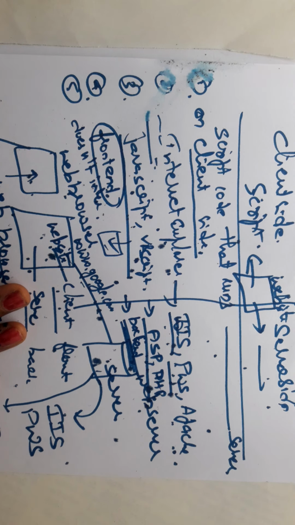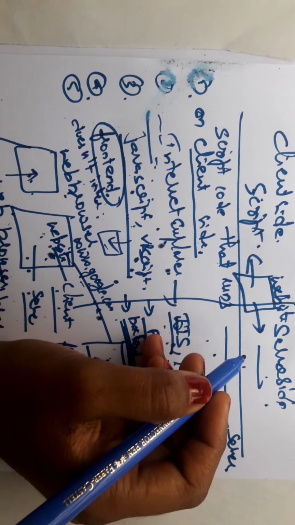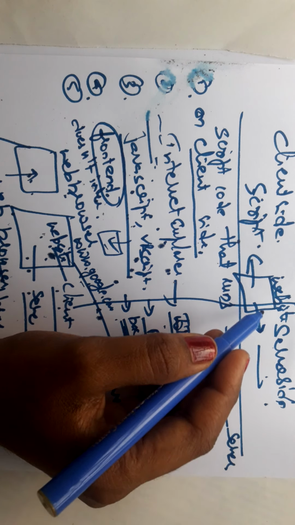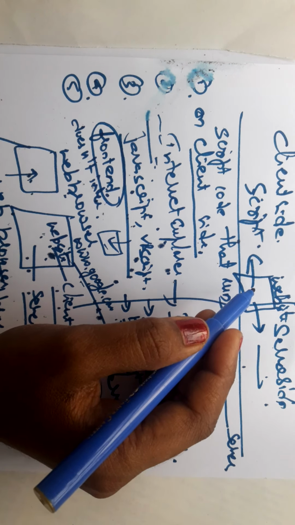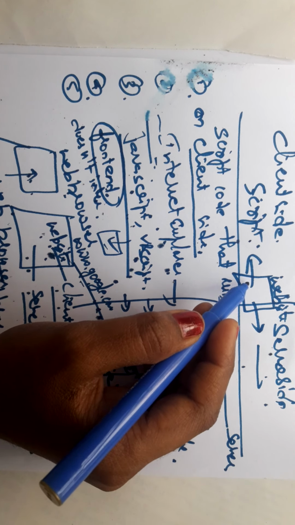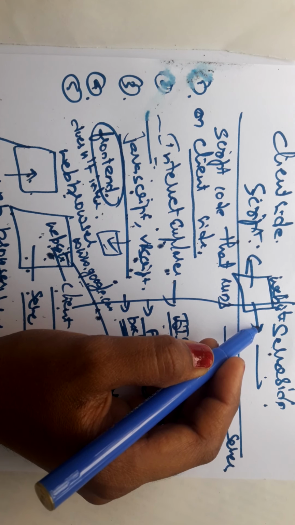Client side script and server side script. Client side script is nothing but a script code. Any website script runs in two places, client side and server side. Client side script is also called the front end, and server side script is also called the back end.